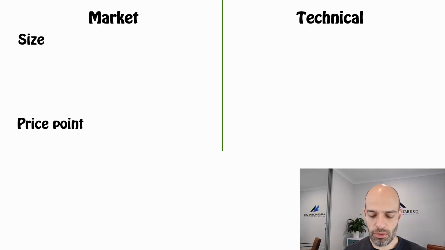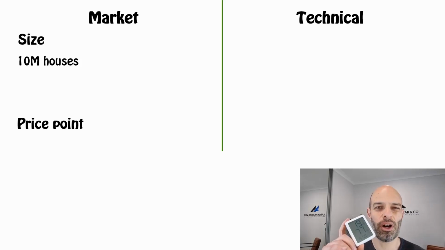Starting with the size of the market, this is an indoor temperature and relative humidity sensor. Let's try to figure out how many potential households would buy it. Starting off, let's assume Australia. I know you should think much bigger than that, but for the calculations, let's just restrict it to Australia. Australia's got about 25 million people. Let's estimate that each household's got 2.5 people in it, so we've got about 10 million households. Now we need to figure out of those 10 million households, how many would want to buy one of these.